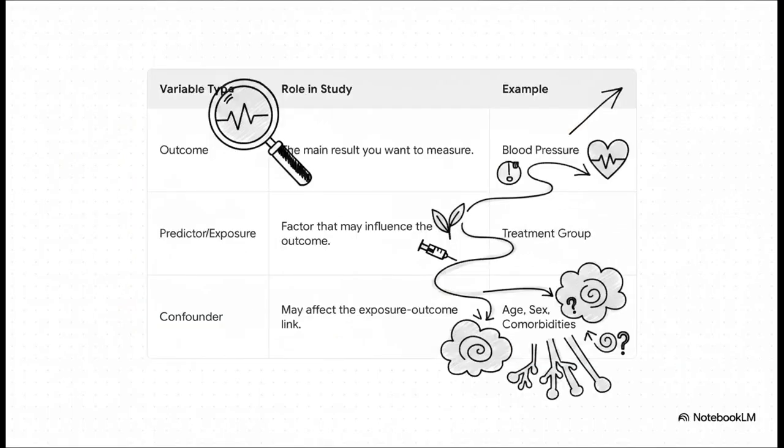So think of your research study like a little play with three main characters. First, you've got your outcome variable. This is the star of the show, the thing you're actually measuring, like, say, blood pressure. Then you have the predictor or exposure variable. This is what you think is causing a change, like a new drug. But then you have the confounders. These are the sneaky side characters, like age or lifestyle, that can get in the way and totally mess with your results. And here's the key. If you don't identify them right at the start, you can't account for them later on.